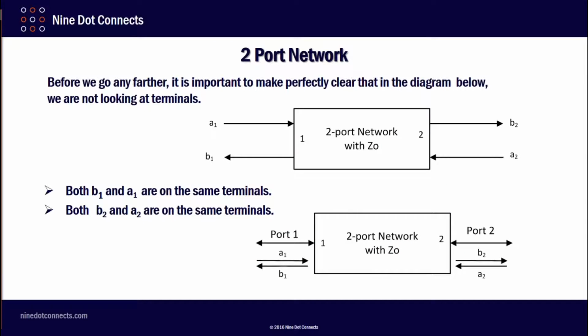Before we go any further, again, it is important to make perfectly clear that in the diagram below, we are not looking at terminals. It's talking about waves as they relate to ports. Both B1 and A1 are on the same terminals. Both B2 and A2 are on the same terminals.